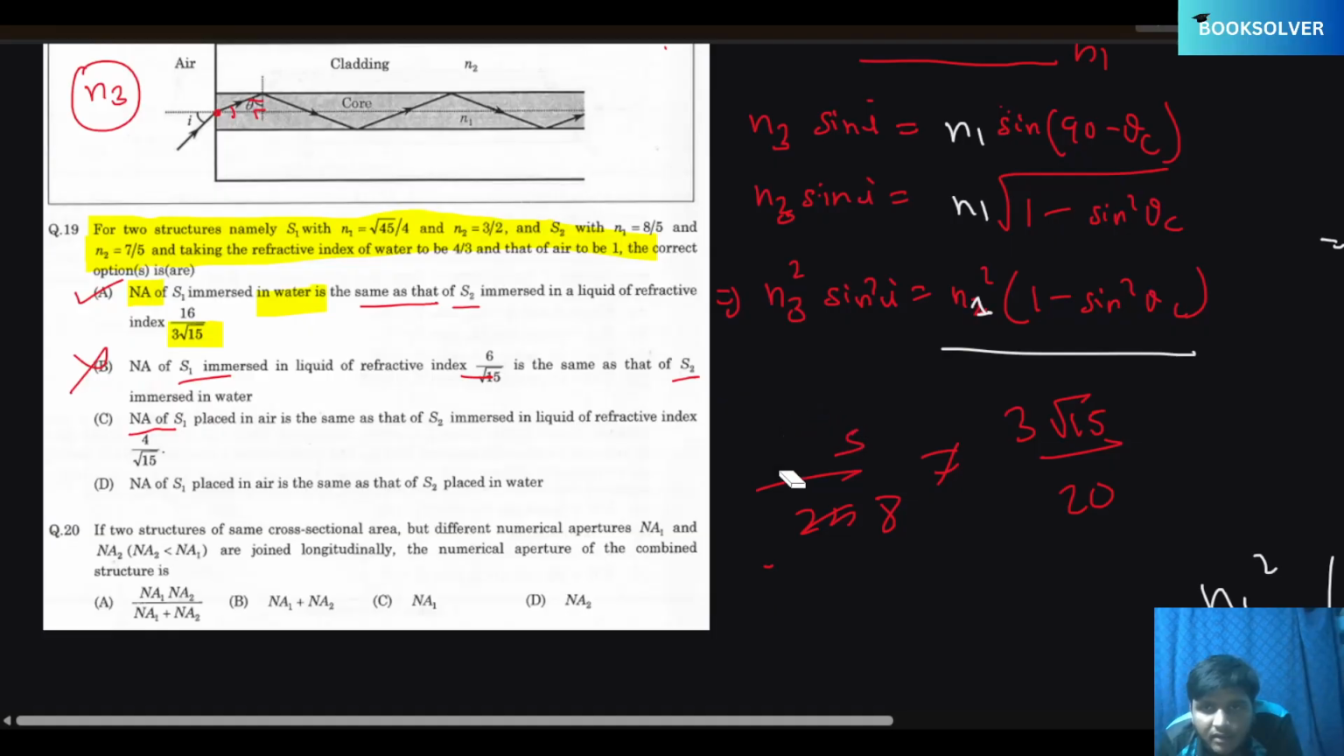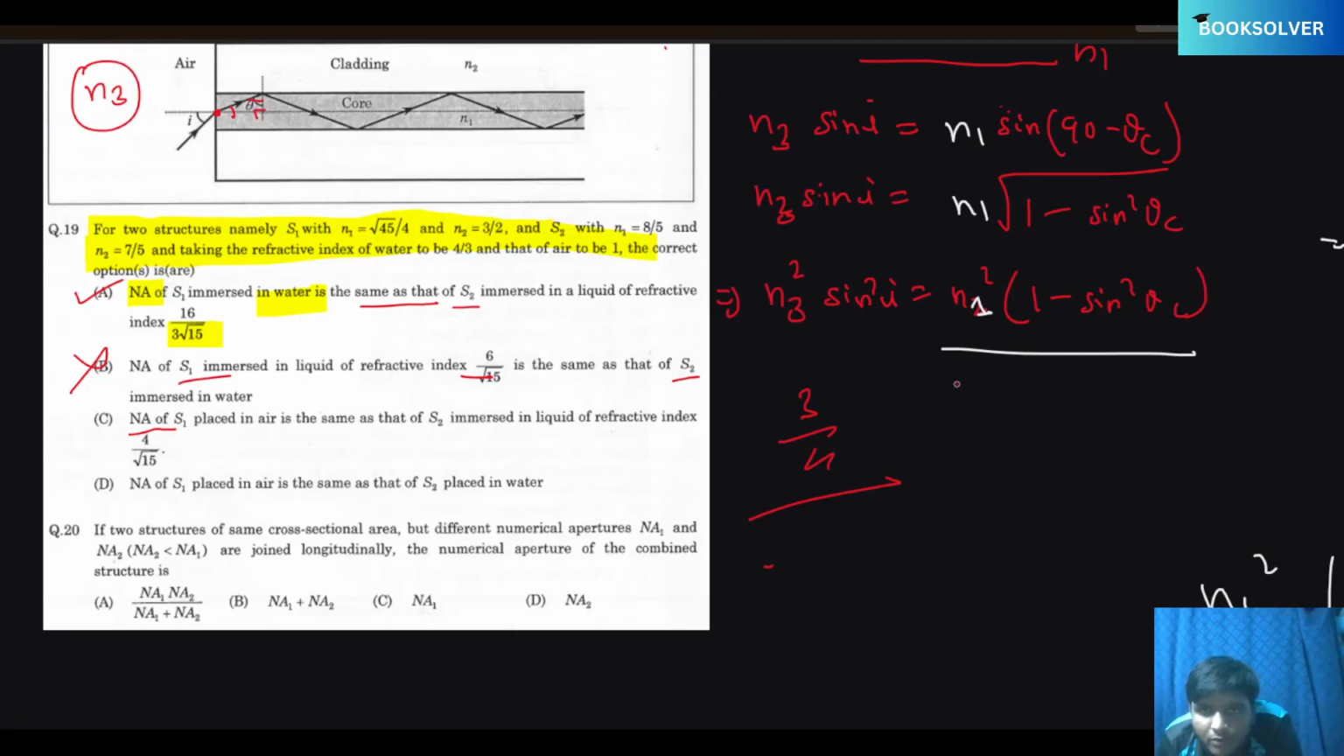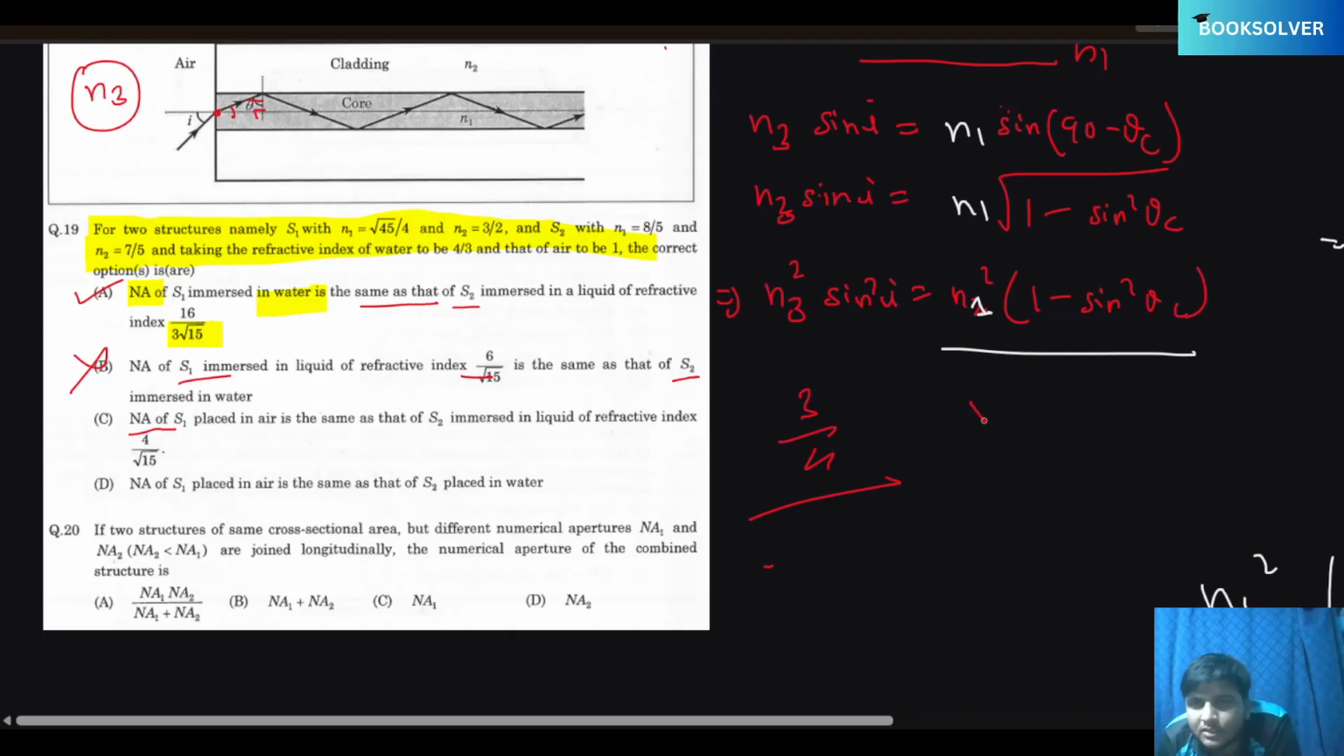Now again, 3 by 4 divided by, it is placed in the air, so it will be the same. And S2 is in the 4 by root 15. So what was its answer? It was root 15 by 5 into 4 into root 15. Okay, so 15 by 20, which is 3 by 4. I think yes, option C we also got correct. So 15 by 20 is nothing but 3 by 4, so we can mark our option C also correct.